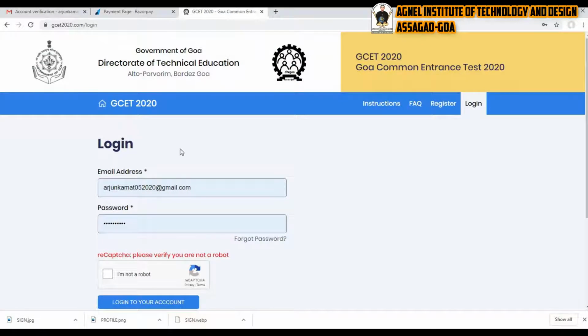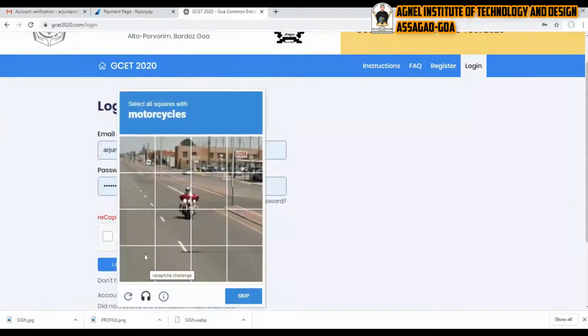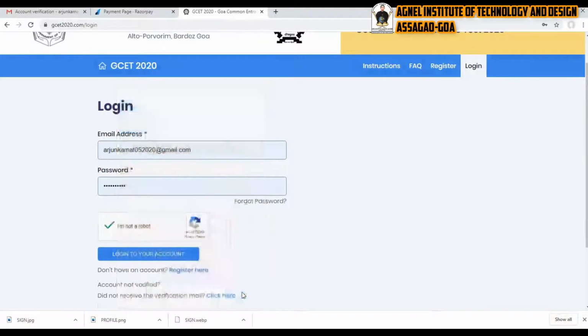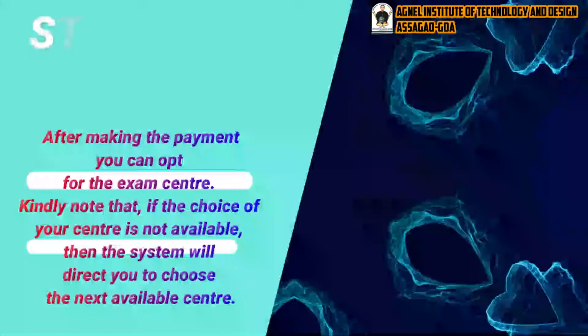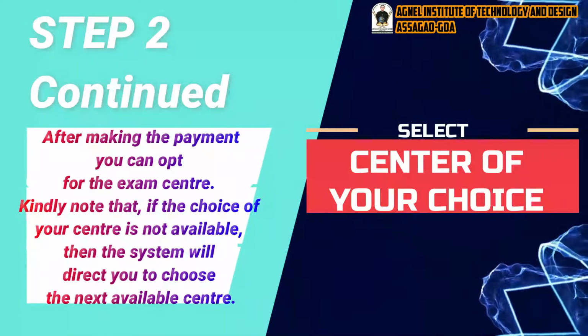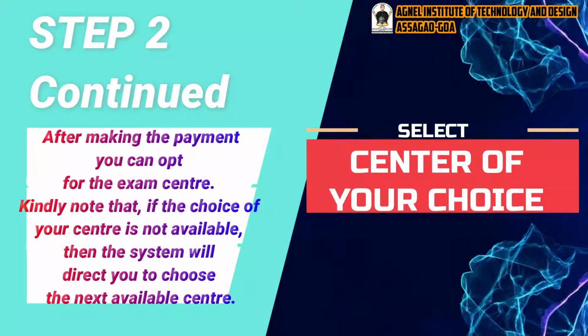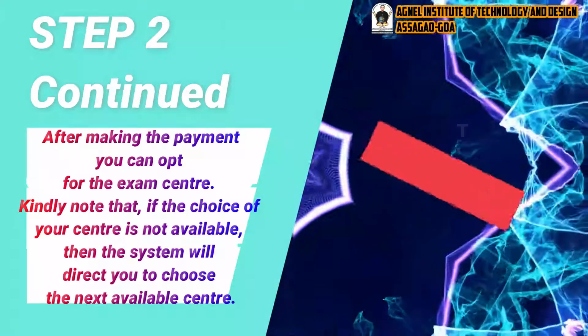Once you submit the form, the status of the form gets saved. You can log into your account and check the progress of the form submission. After making the payment, you can opt for the exam center. Kindly note that, if the choice of your center is not available, then the system will direct you to choose the next available center.